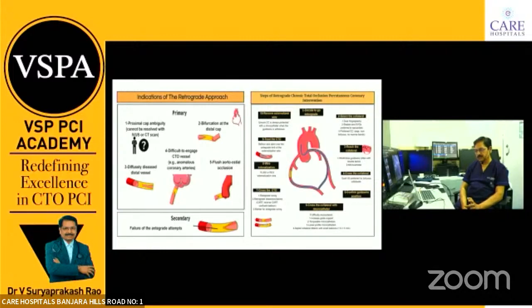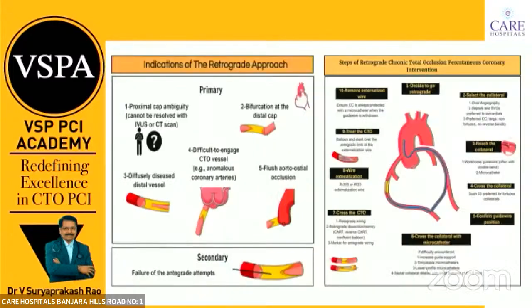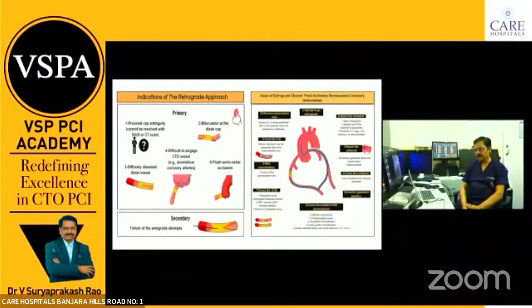Just by seeing the image, you cannot puncture. Second thing is the bifurcation. As I told, if you see a distal cap bifurcation, there the subintimal entry is very common, and you see a very badly diffused distal vessel where the outcomes in the antegrade are not good. And most important things are the anomalous vessels and the vessels having a flush occlusion.